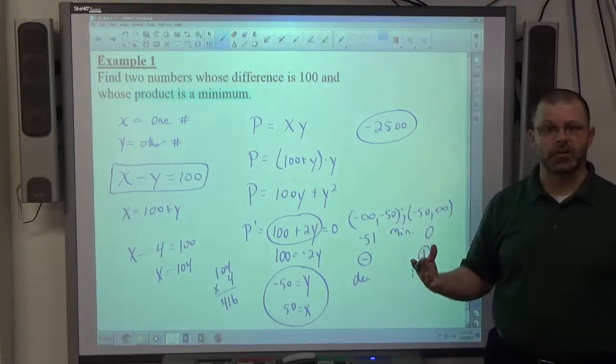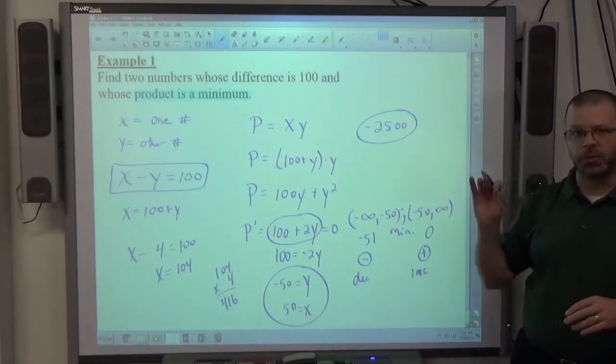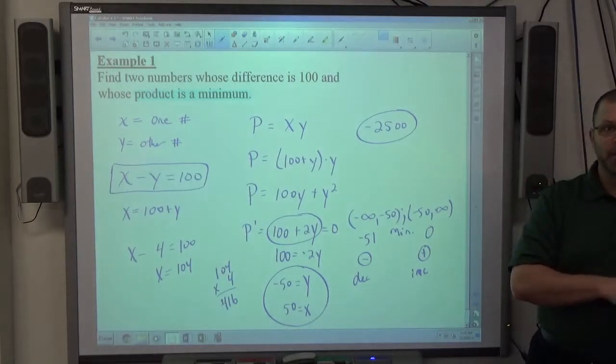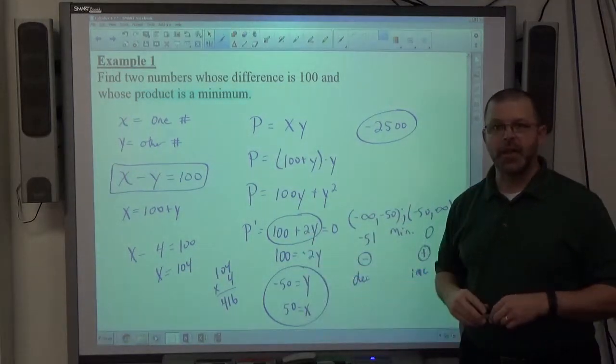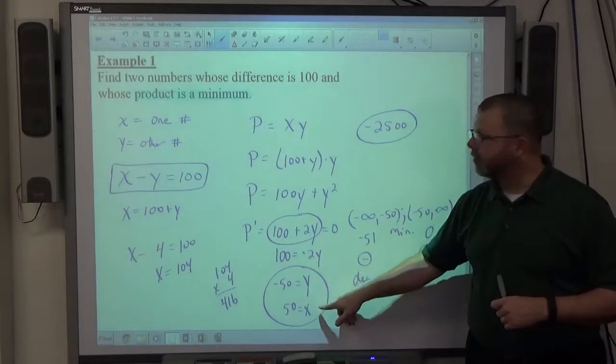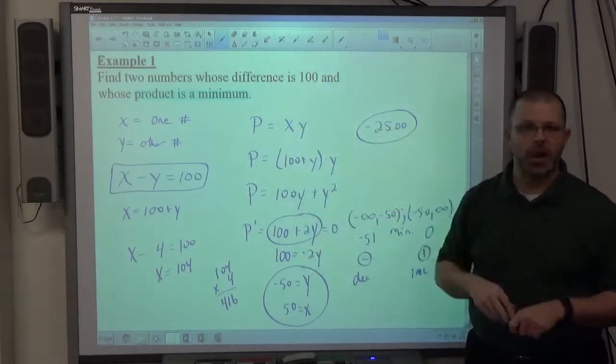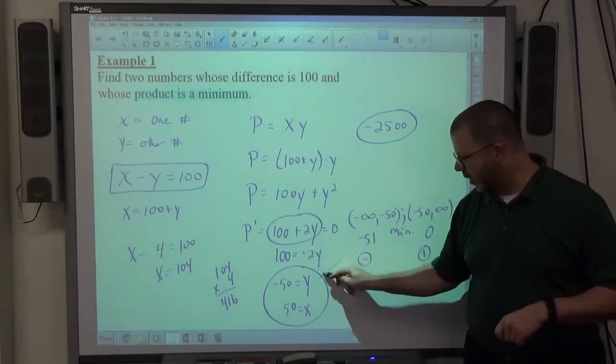That's what calculus finds for us immediately. We don't have to go through just randomly picking things. Right? We can immediately find that minimum. So negative 50 and 50 are the two numbers whose difference is 100. The product is minimum. So that's what our answer is right there.